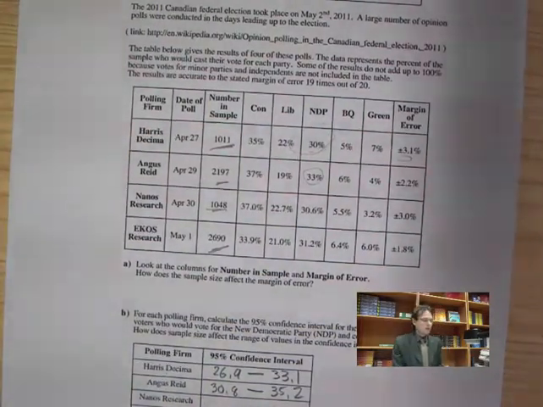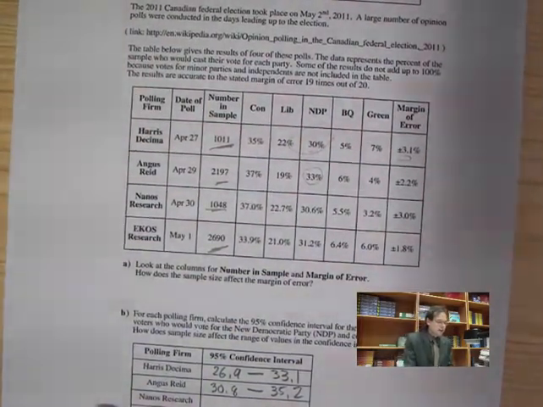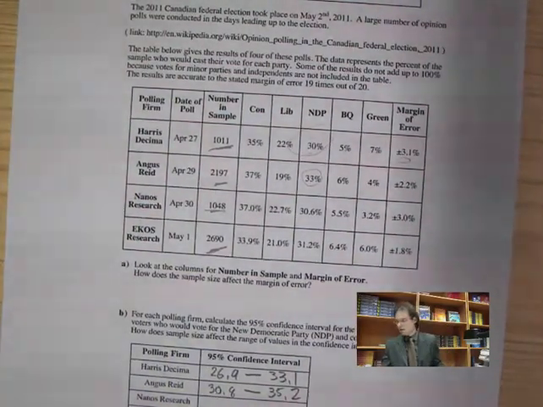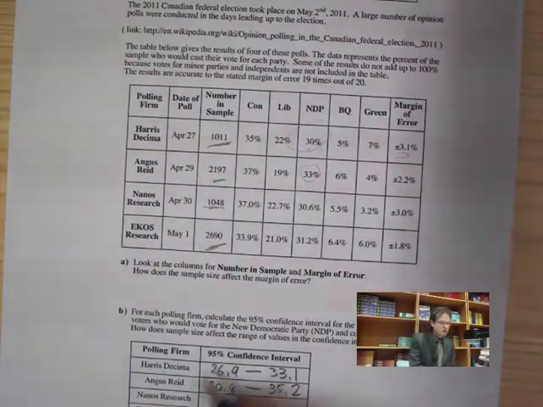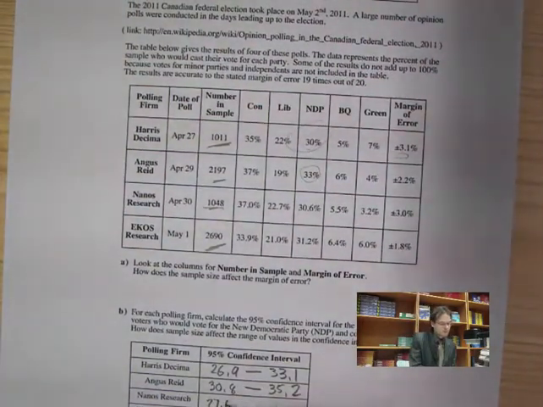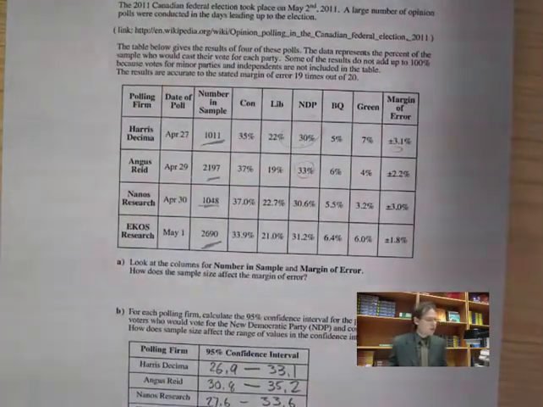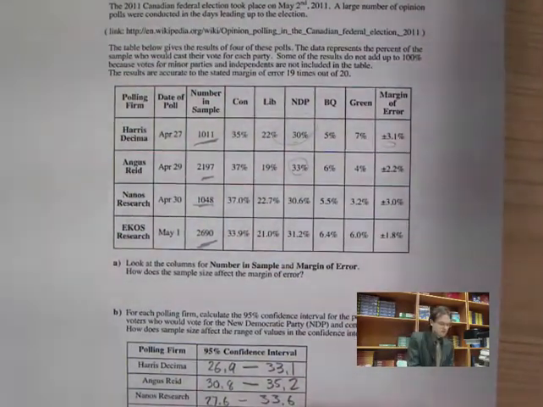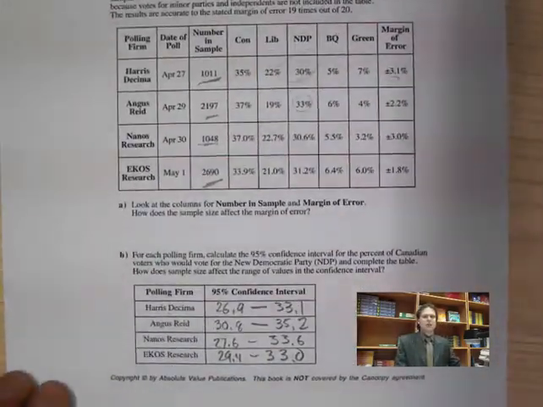Okay? And we keep on doing that. Nanos Research is going to be 27.6 to 33.6. And then the last one is Echos. Echos is 29.4 all the way to 33.0. Okay? So those are our 95% confidence intervals.